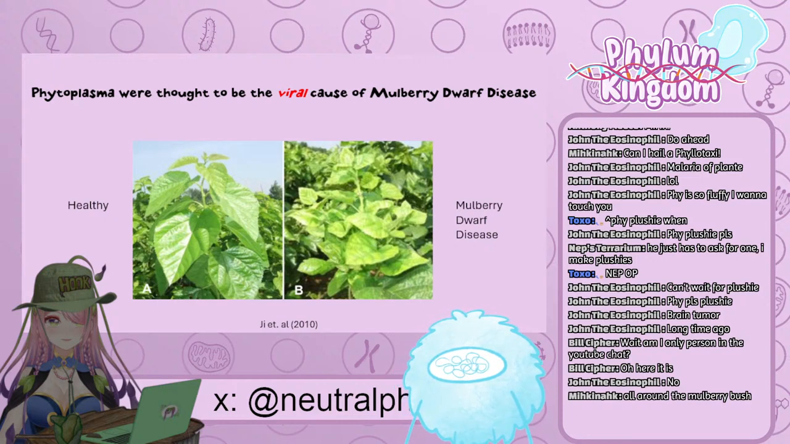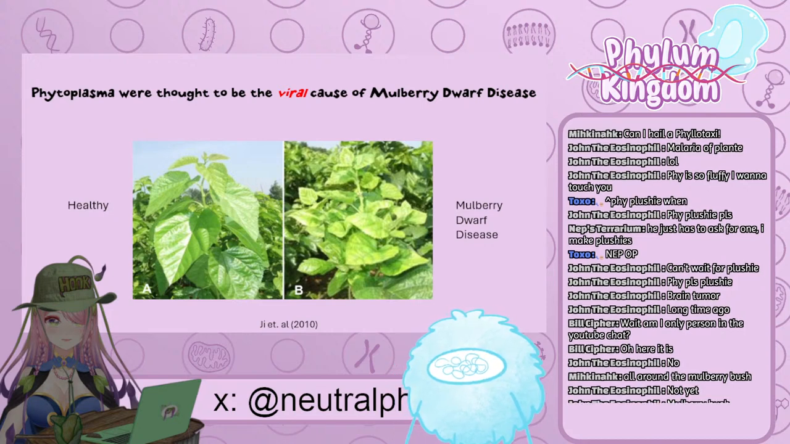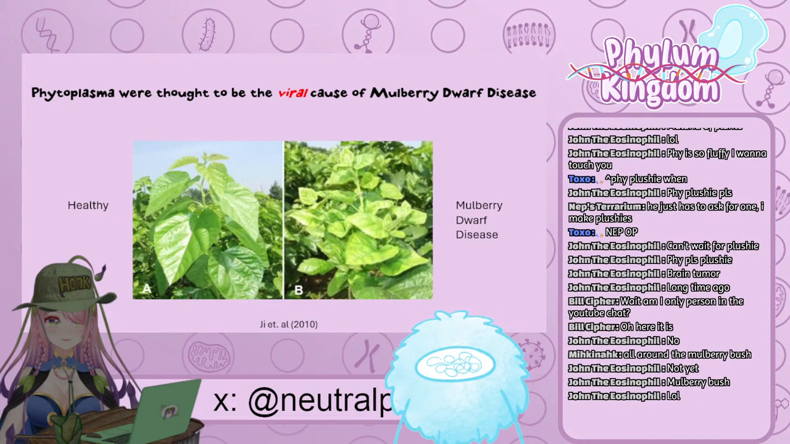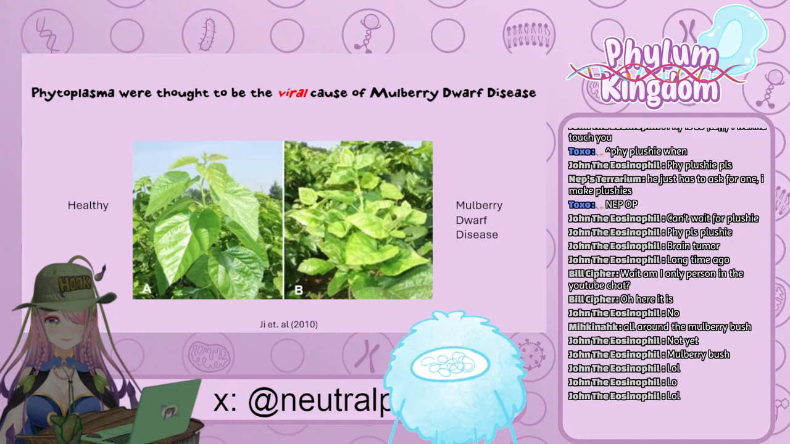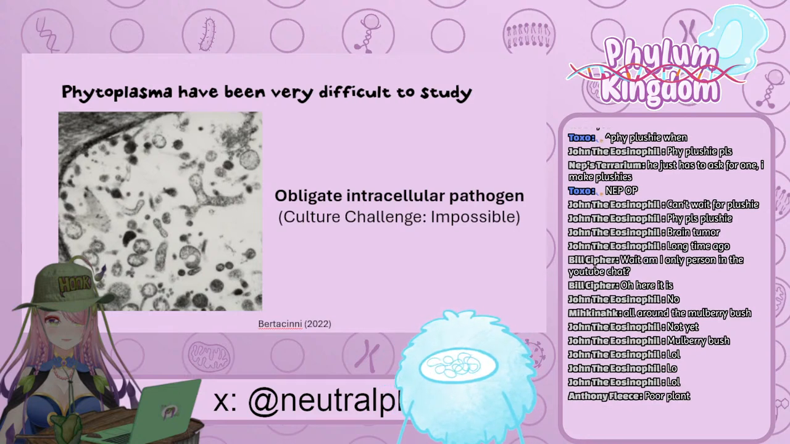Very cool. So the thing about phytoplasma when they were first discovered is that they were originally thought to be viral instead of bacterial. So phytoplasma are bacteria, but for a long time they were thought to be viral. And why might that be? Because phytoplasma are incredibly difficult to study. They're what's known as an obligate intracellular parasite. In other words, it is a parasite that cannot exist outside of its host.